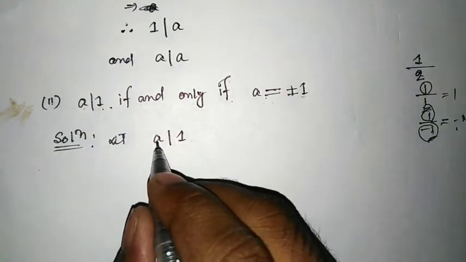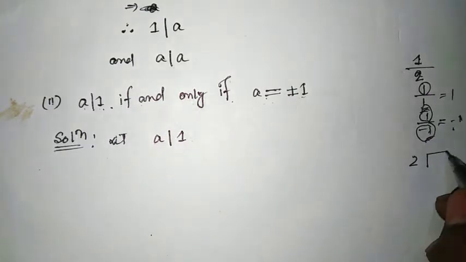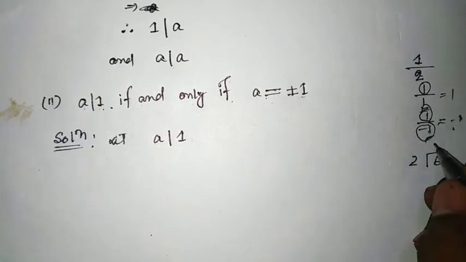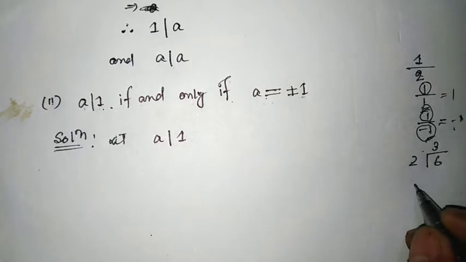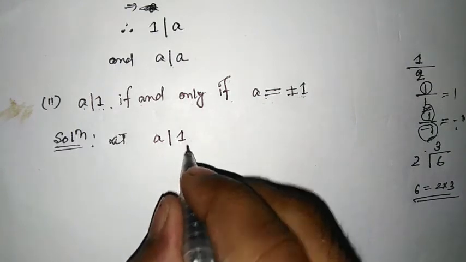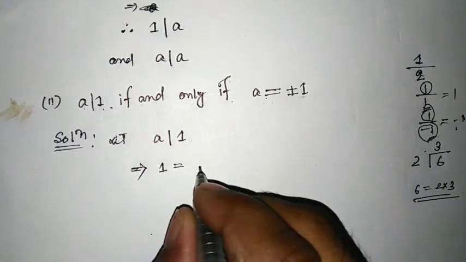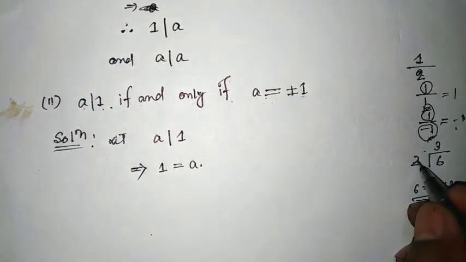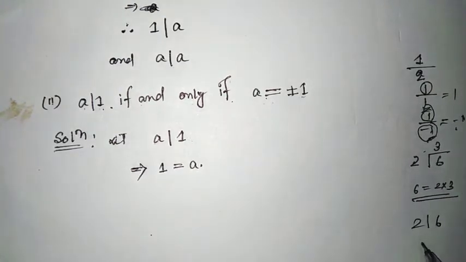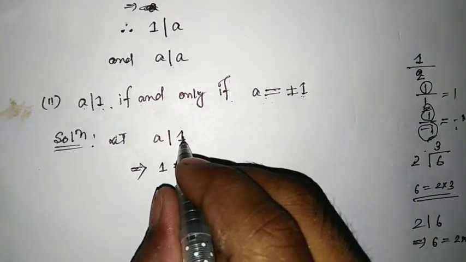See, suppose when 2 divides 6, we get 3, some integer. That means 6 can be written as 2 into 3. So in the same way, when a divides 1, that means a is the divisor and 1 is the dividend. So from this line we can write, implies 1 is equal to a into some integer. Suppose here 2 divides 6 implies that 6 is equal to 2 into something, that something is 3, and in this case a is dividing 1, so 1 is the dividend.